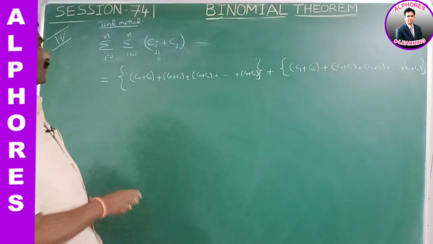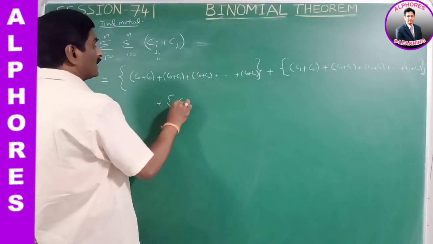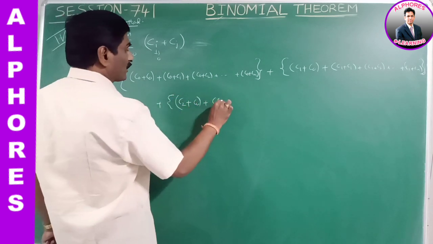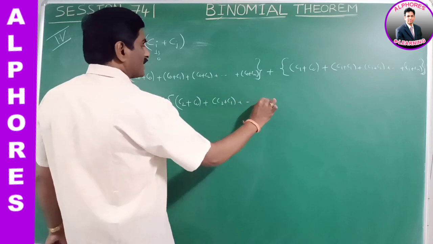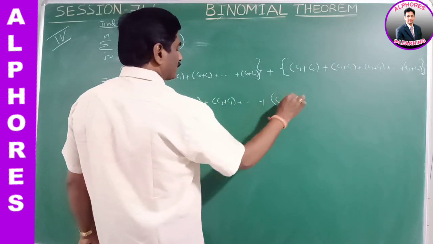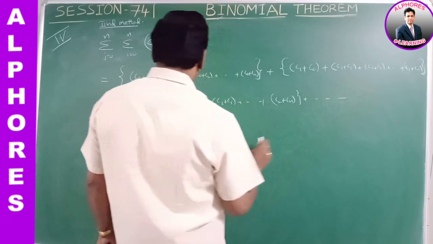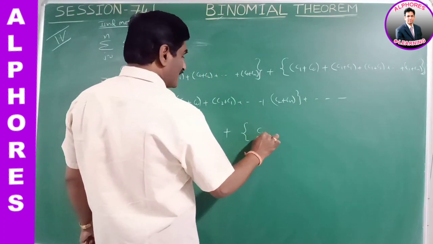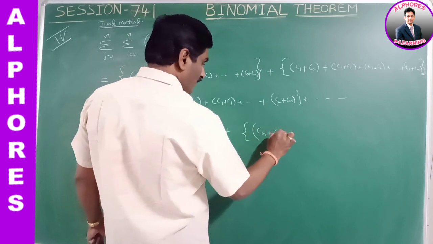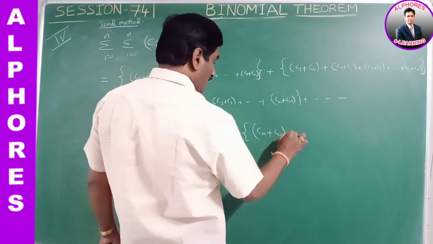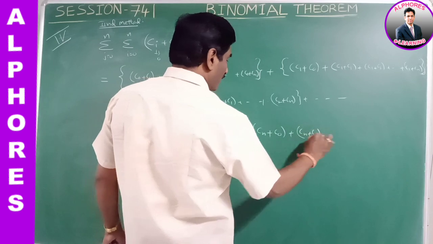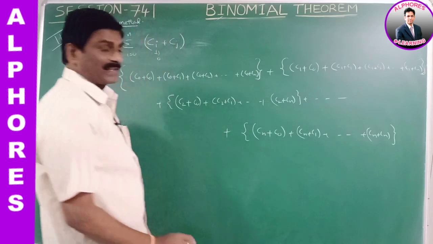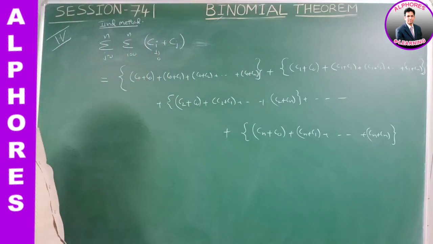Similarly, the third bracket also starts with C2: C2 plus C0, C2 plus C1, and so on, C2 plus Cn. Next, what is the last value? Suppose I take Cn: Cn plus C0, Cn plus C1, and so on, Cn plus Cn. Please write this value.